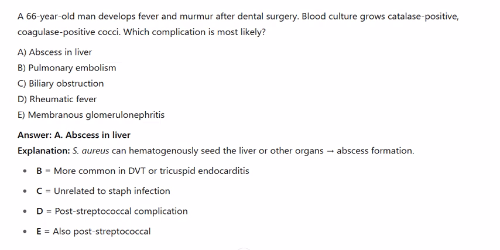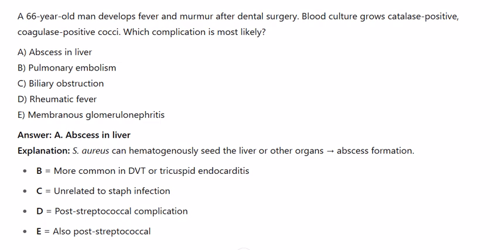Question 5. A 66-year-old man develops fever and a murmur after dental surgery. Blood culture grows catalase-positive, coagulase-positive cocci. Which complication is most likely? A. Abscess in liver. B. Pulmonary embolism. C. Biliary obstruction. D. Rheumatic fever. E. Membranous glomerulonephritis.